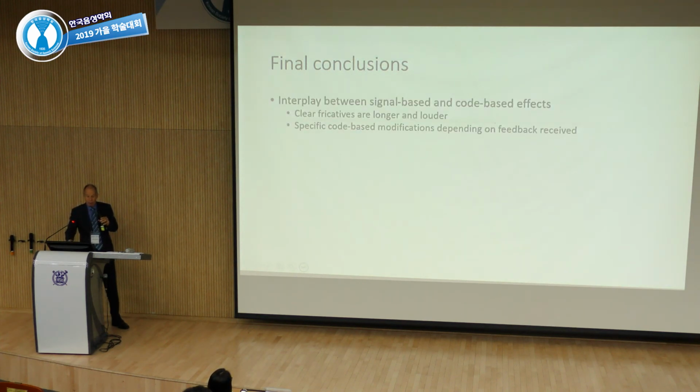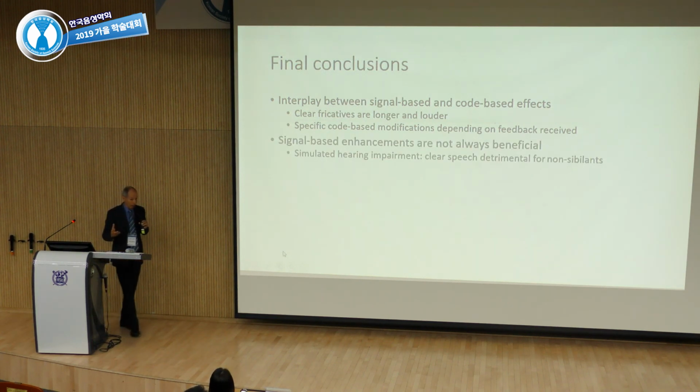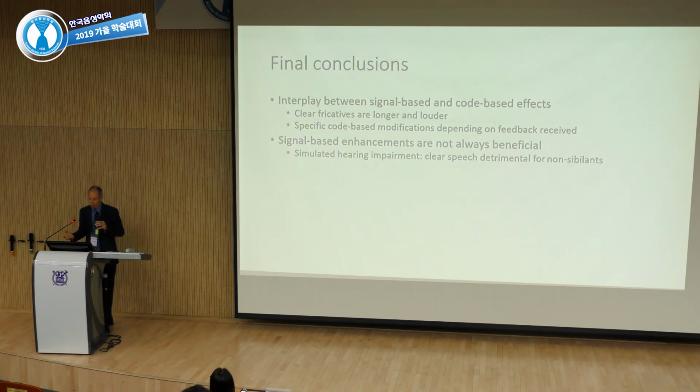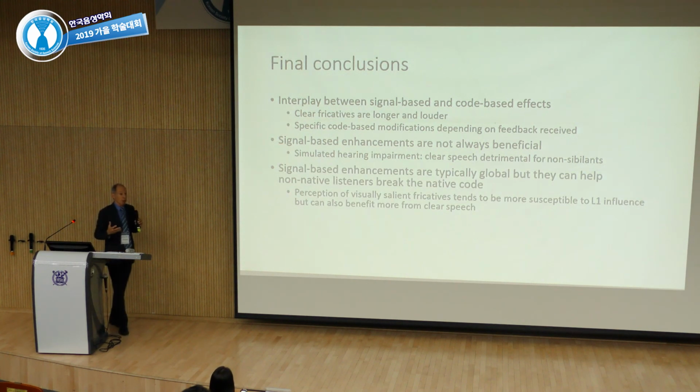Now, what we have here then is, of course, an interplay between signal-based and code-based effects. Clear fricatives are longer and louder. Okay. We can see specific code-based modifications depending on the feedback that our perceivers received. Signal-based enhancements are not always beneficial, right? So think about the simulated hearing impairment listeners. Clear speech was actually detrimental for them, for the non-sibilants. So signal-based enhancements are typically global, but they actually can sometimes help non-native listeners break the native code.